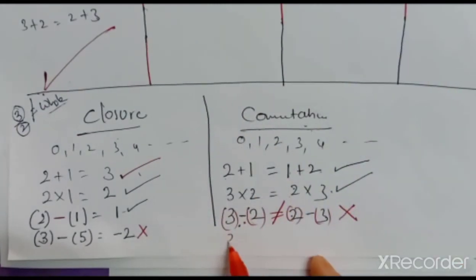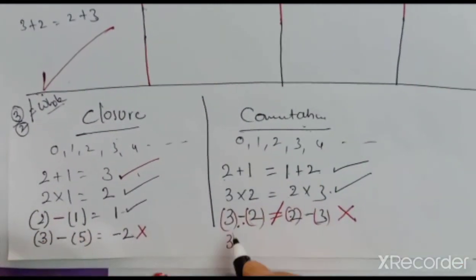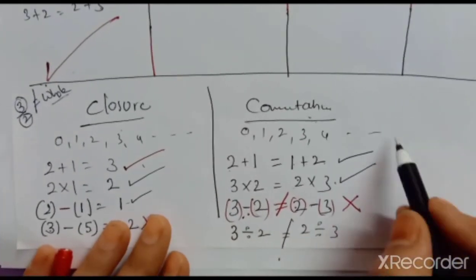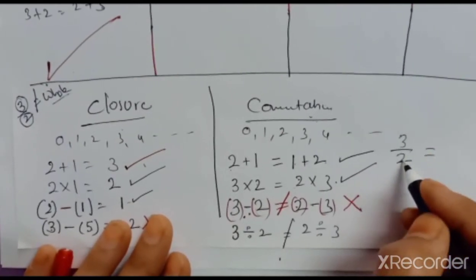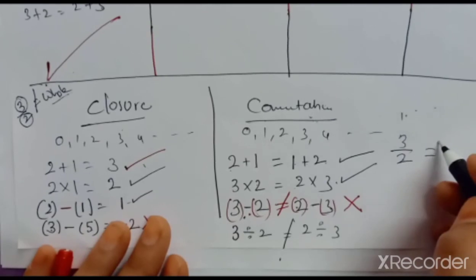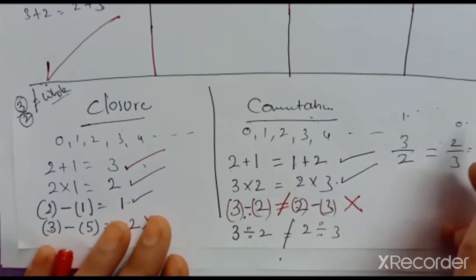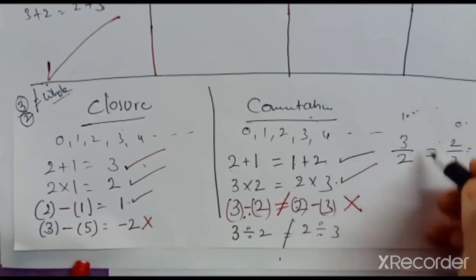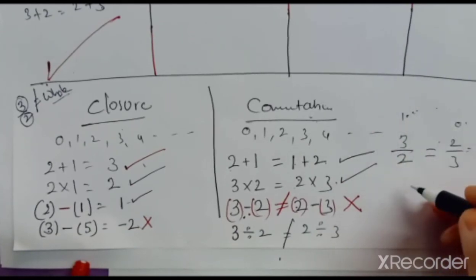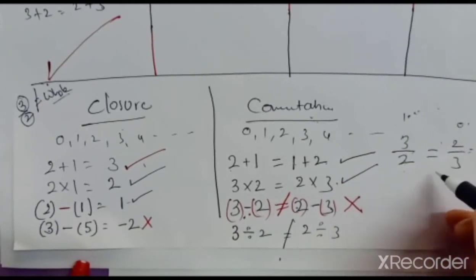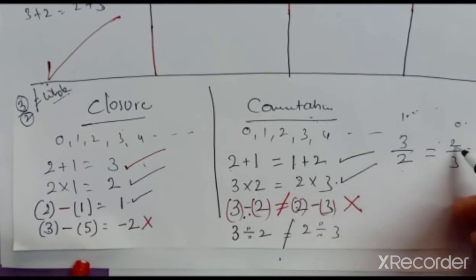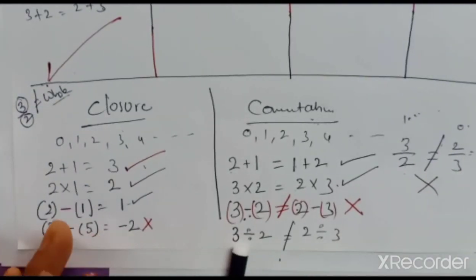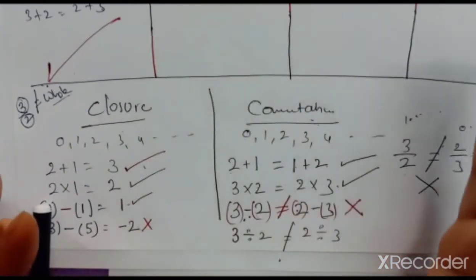Division also, see here, 3 by 2 is not equal to 2 by 3. 3 by 2 gives you 1 point something, whereas 2 by 3 gives you 0 point something. Also, whole numbers are not fractional numbers, and here you will get fractions, so it is not a whole number, and both are not equal. So division also does not follow commutative property. I think you understand the closure property and commutative property.